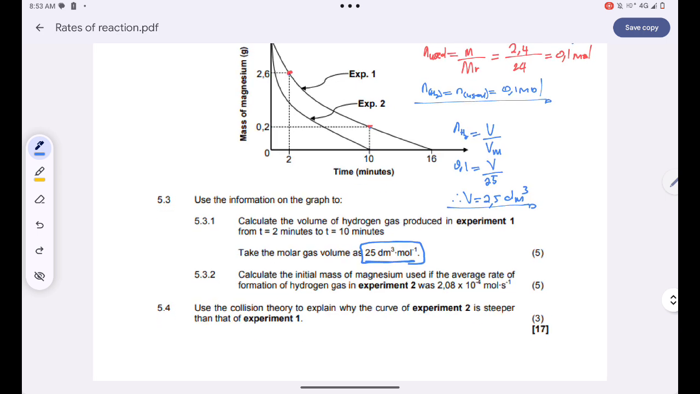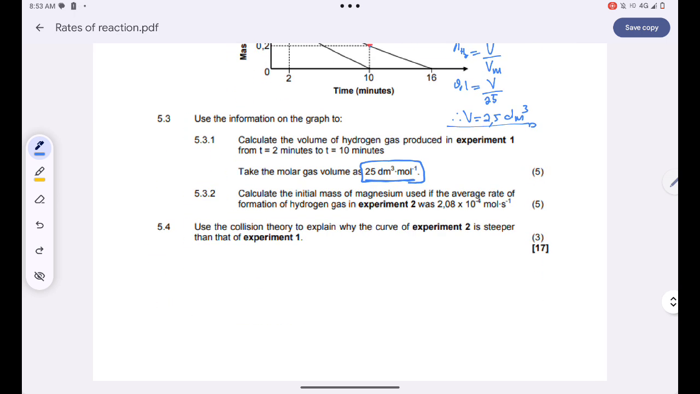Okay, 5.3.2. I'm being asked to calculate the initial mass of magnesium used if the average rate of formation of hydrogen in experiment 2 was 2.08 times 10 to the power negative 4 moles per second. Okay, the average rate of formation of hydrogen.